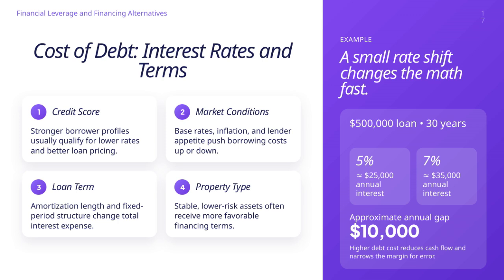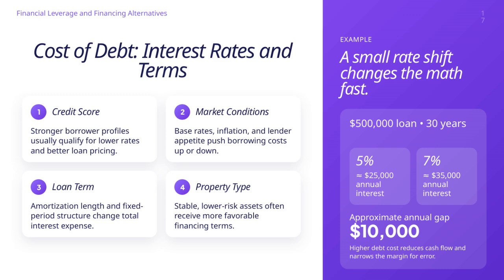The length of amortization, and whether the interest rate is fixed or variable during certain periods, can change the total interest you'll pay over the life of the loan. Then there's the property type. Stable, lower-risk assets often attract more favorable financing terms because they represent less risk to lenders.